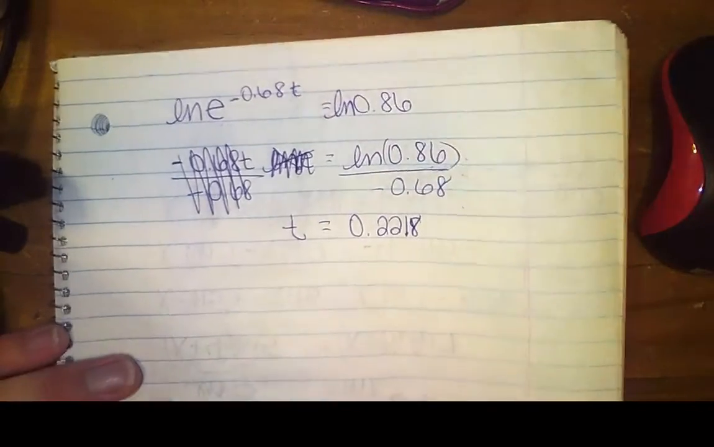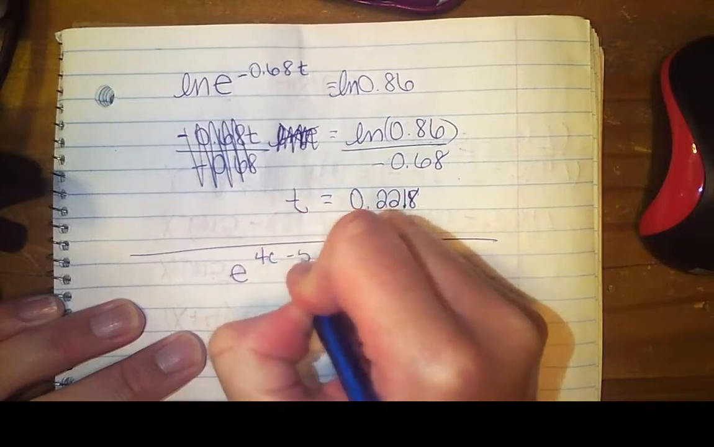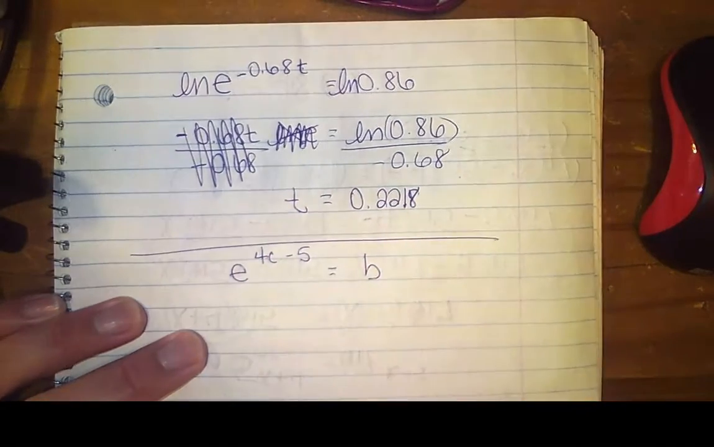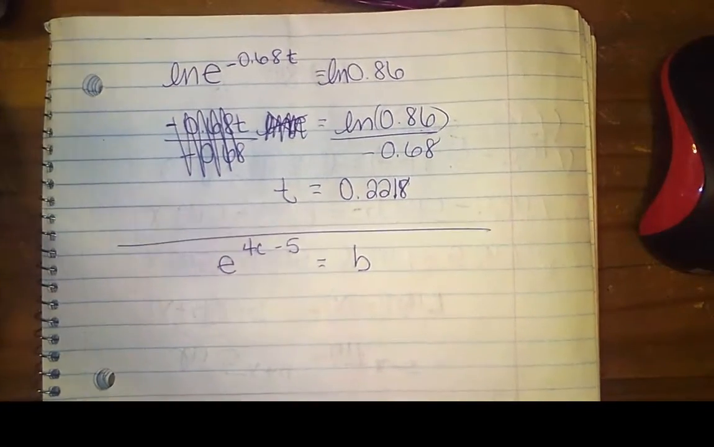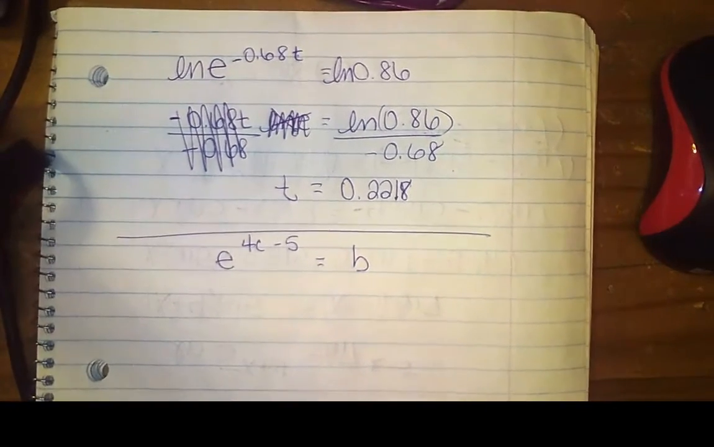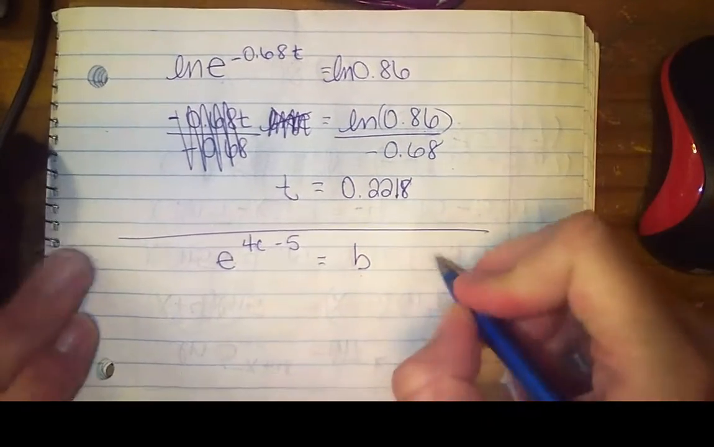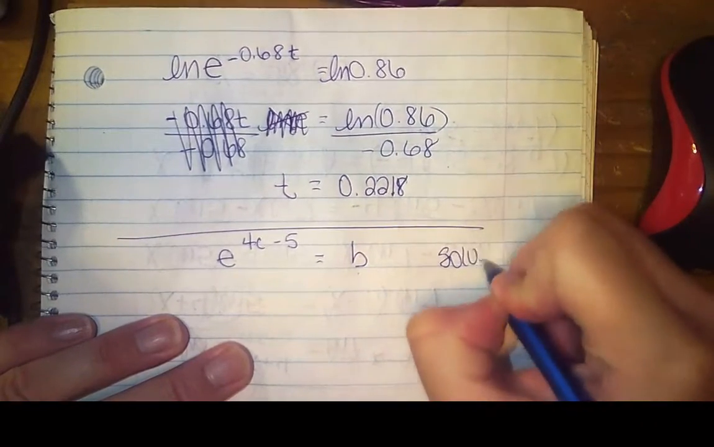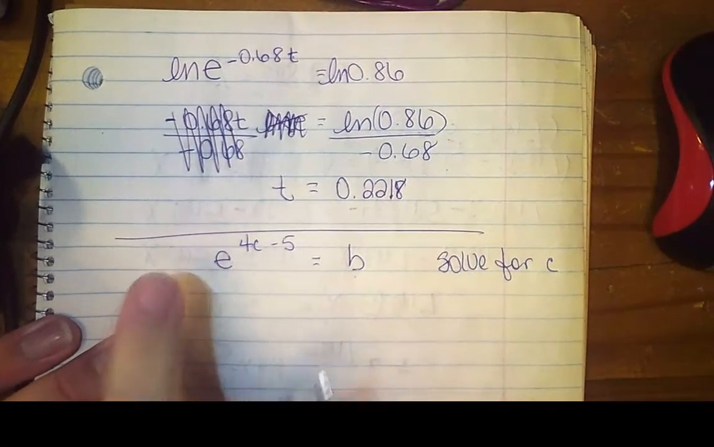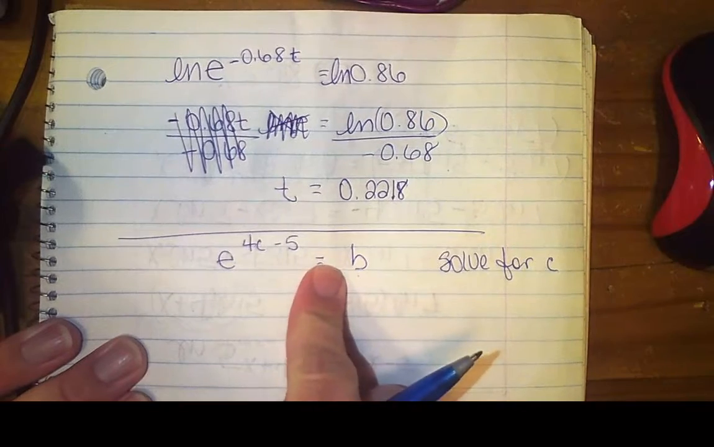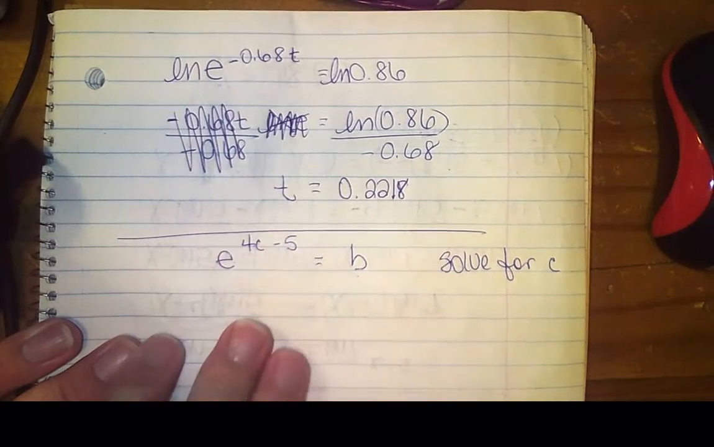Let's do E to the 4c minus 5, and that's going to equal B. And one of the things that I noticed, remember, E is not a variable. E is a number. So I see that I've got two variables, B's and C's, and it says to solve for C. So I knew something weird was going on, okay? Well, I'm in exponential world, and I need to be able to grab that exponent and drop it out front so I can reach the C and manipulate it.